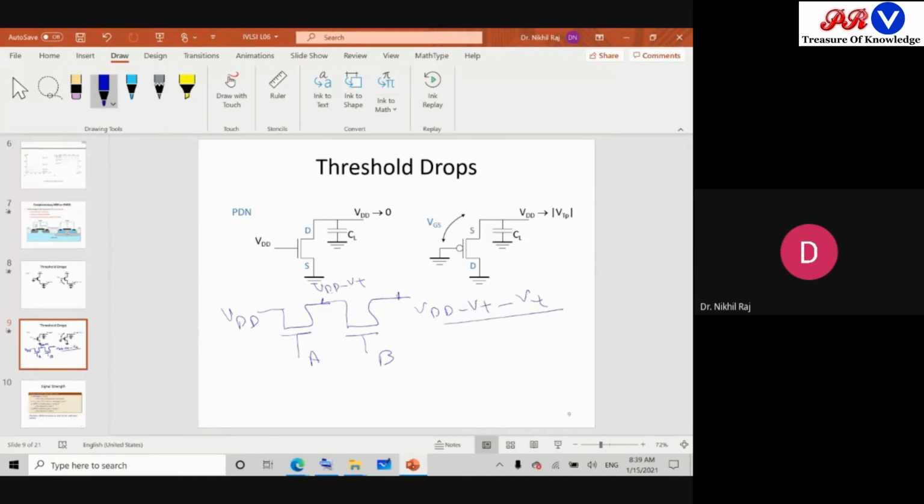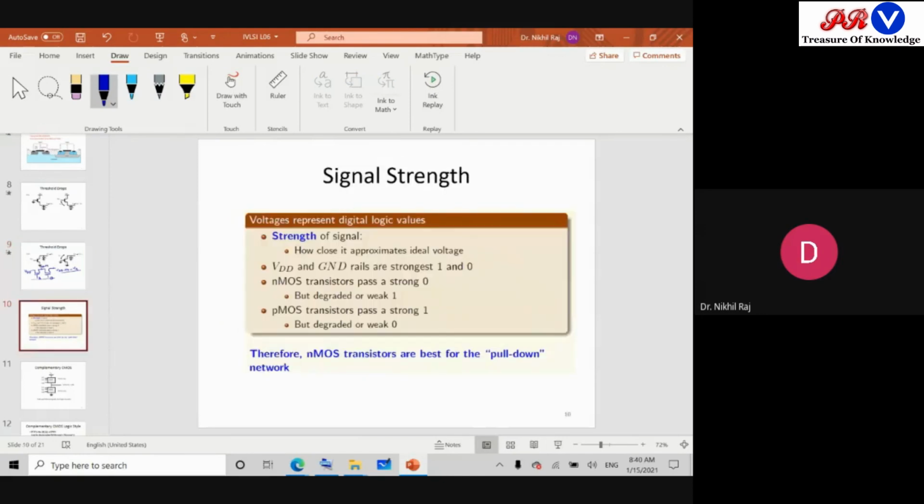So if we do a series connection of NMOS in the pull-up network, what will happen? A series of drops will be there, and my CMOS output logic will be degraded as we make more connections in a series fashion, in the cascode type. So from here we conclude that for the pull-up network we will use PMOS, and for the pull-down network we will go for NMOS designs.